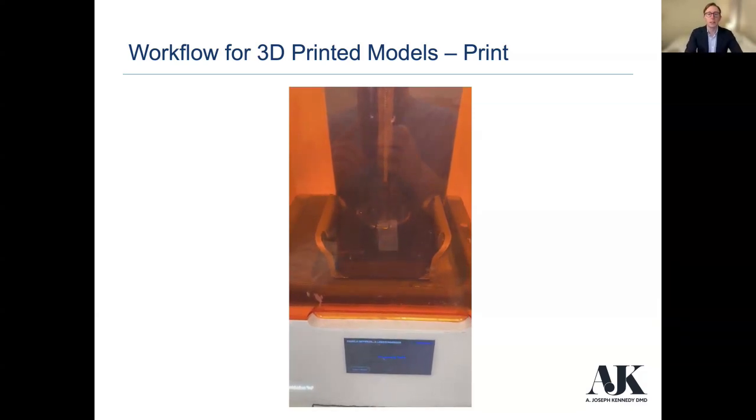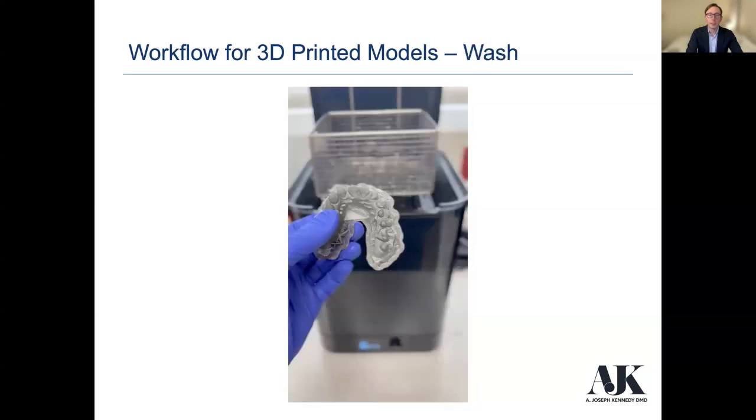So again, you can see it goes down all the way, and it cures, and then it raises. So what happens next? Now we've got our final printed resin model here. We put it in a wash. Usually we use about 97% isopropyl alcohol. They have wash stations, as you can see here.